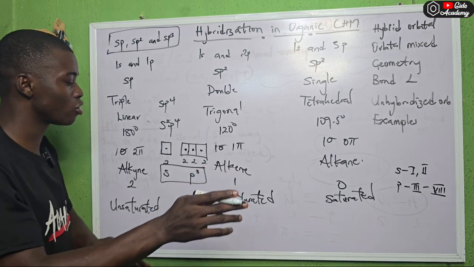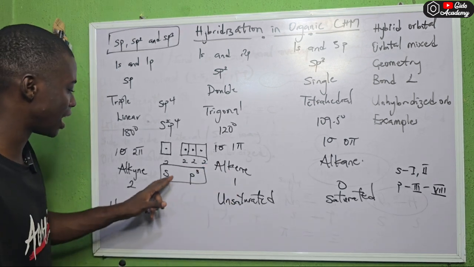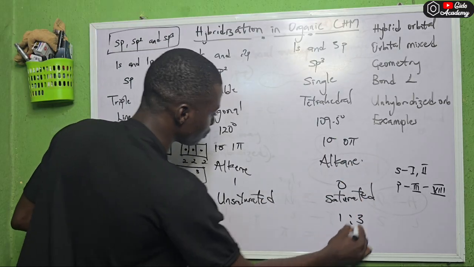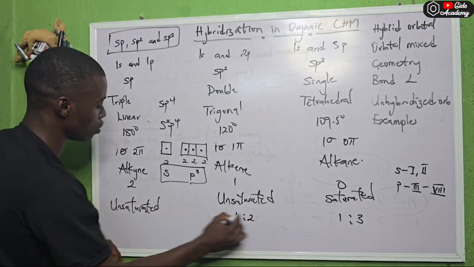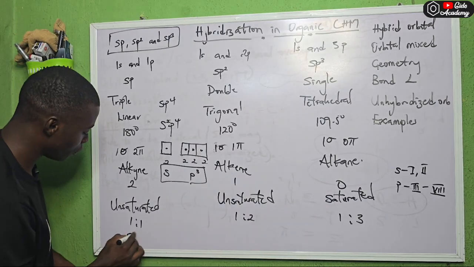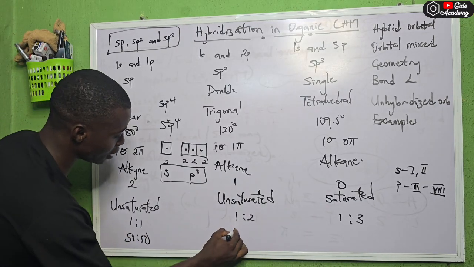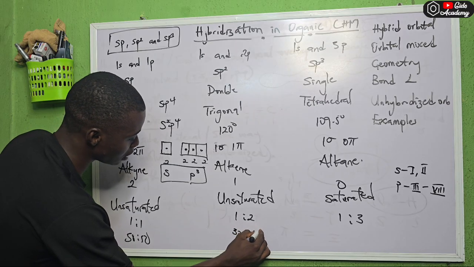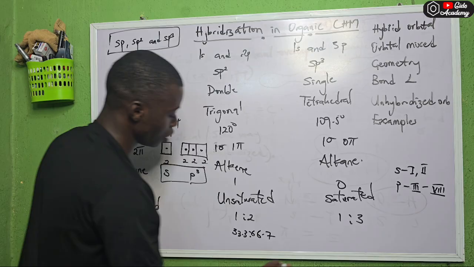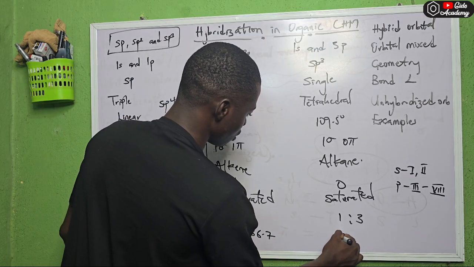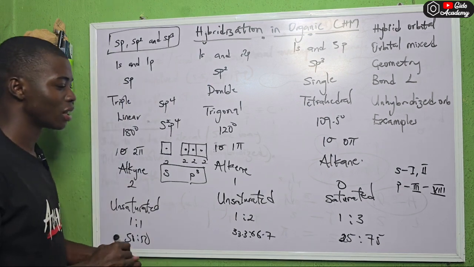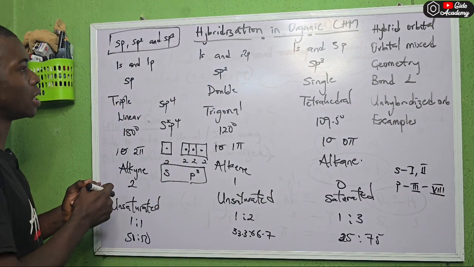Then another question that might come out is, what is the s character and what is the p character? The s character here is 1:3, here is 1:2, and here is 1:1. Then if they ask you in percentage, here will always be 50:50, here should be 33.3:66.7, and here should be 25:75. So this is just the general knowledge of what hybridization is all about.